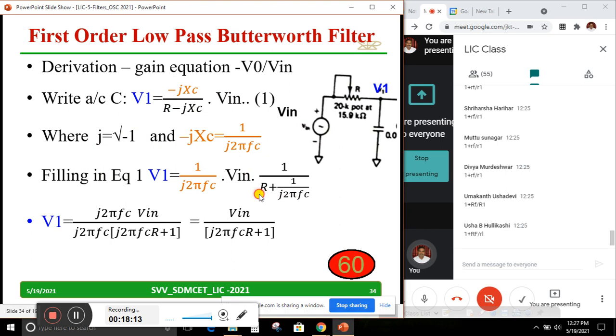Now what I will do? I will take the LCM, j2 pi FC. This will come into the numerator, and the denominator I will get j2 pi FC into R plus 1 into j2 pi FC. So this is what I am going to get. And this is V1 only, the voltage across the capacitor I am talking about. This is one important point you have to remember. Copy this down, then I will discuss next. Take a minute and copy down 3 lines.